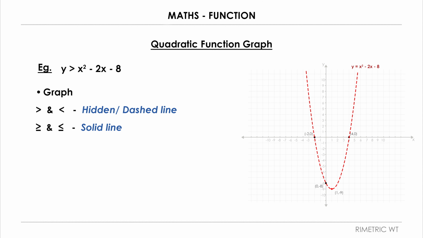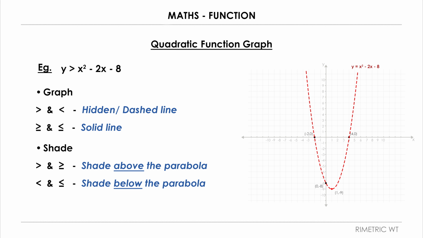If it were greater than or equal to, or less than or equal to, it would have been a solid graph. The next step is to determine which part to shade. As a simple rule, if it is greater than, then we shade above the parabola, and if it is less than, then we shade below the parabola. But we can take a point to verify if it indeed works for the function. Let's take the origin as we did in our previous video. Let's insert 0, 0 into our function and see what happens.